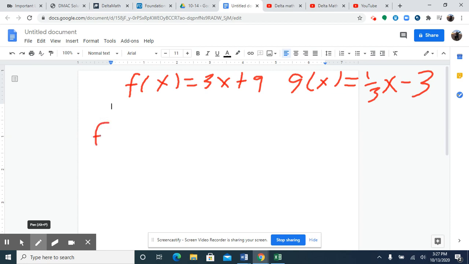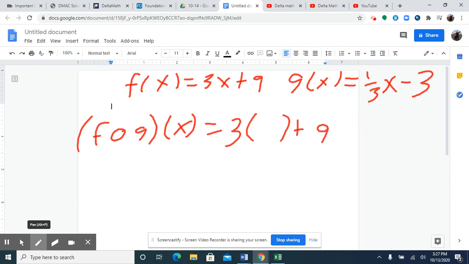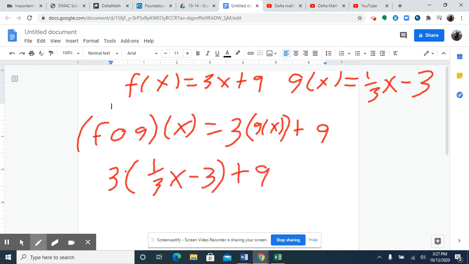So what I'll do is use the composition f of g of x. I'm going to plug g of x into 3x plus 9. So this should be 3 times, in parentheses, 1/3 x minus 3, plus 9. Now we're going to simplify.